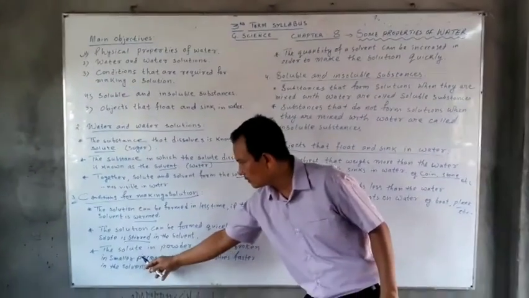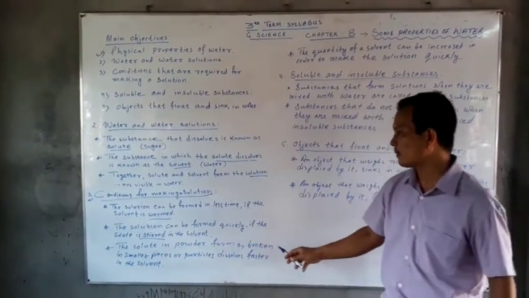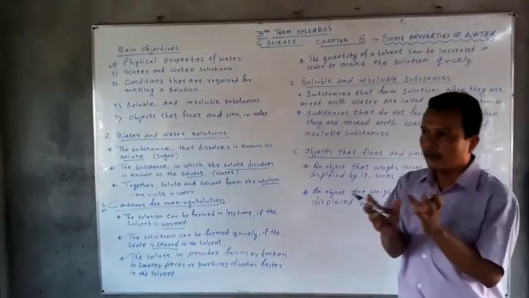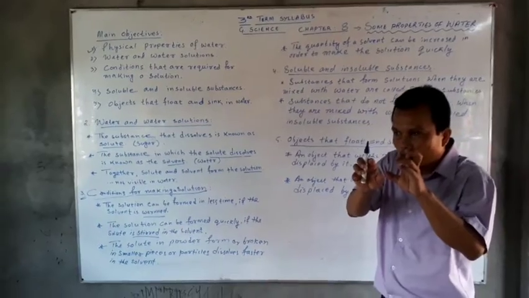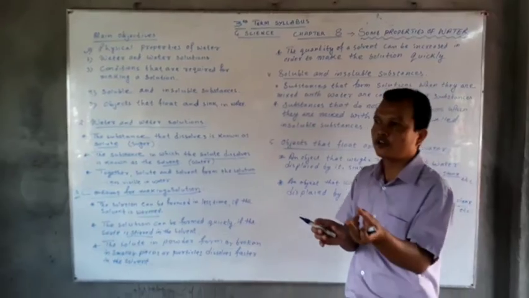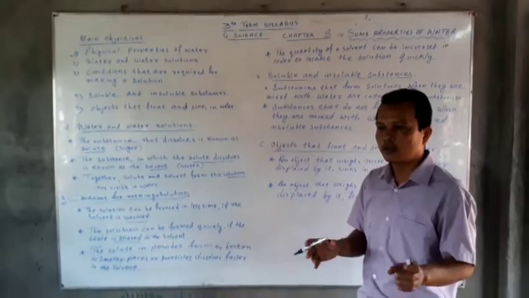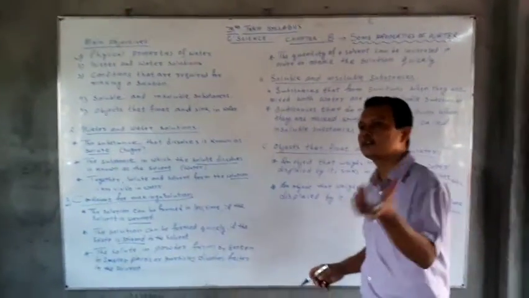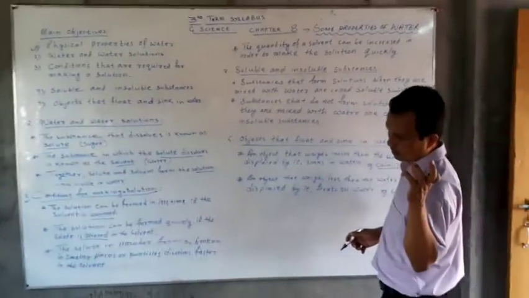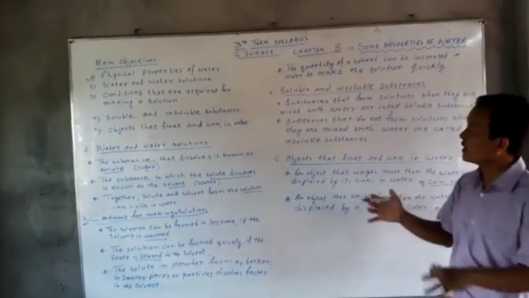And the third one: the solute in powder form, or broken into smaller pieces or particles, dissolves faster in the solvent. Anything that is broken into smaller pieces, like a sugar cube broken into smaller particles of sugar. There are different sizes of sugar. When you make it a smaller size, it dissolves faster than the bigger particles.